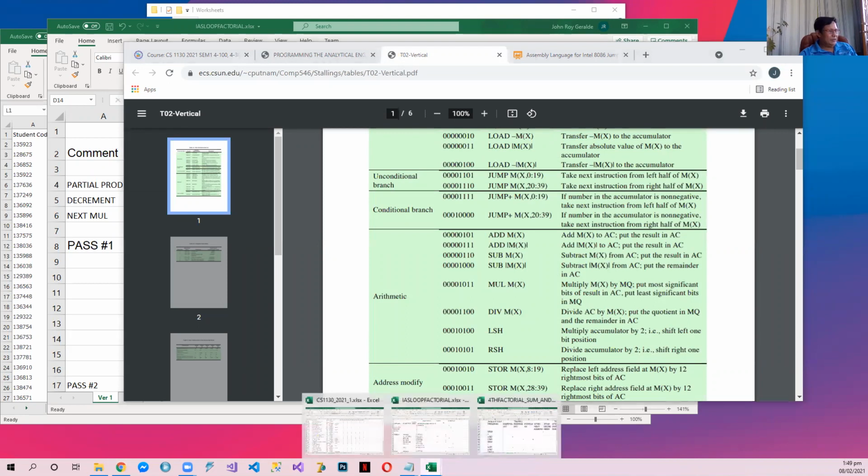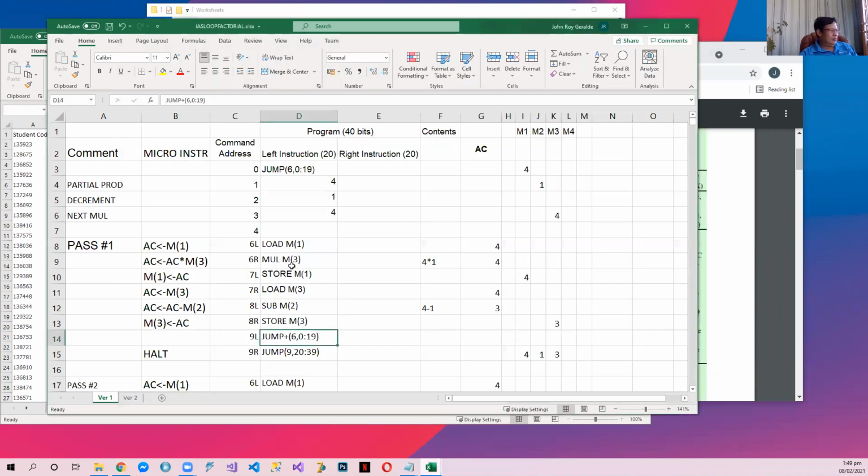So for example, here's the simple factorial program, this time for the IAS. We will use the same logic. The first part of the logic will be to compute the partial product. The second part will be to compute the next multiplier. Our next multiplier here is 4, and our partial product is initially 1.